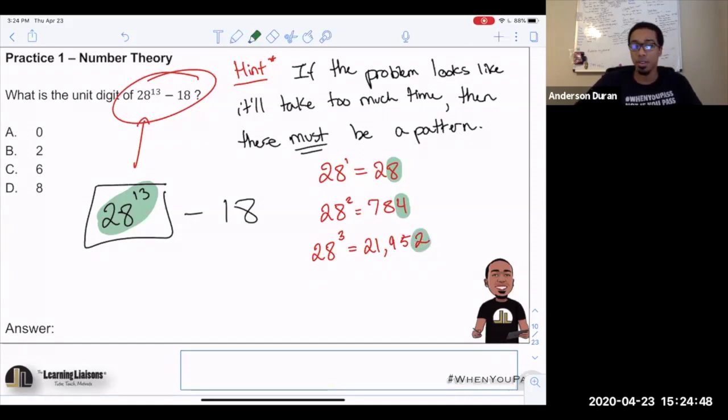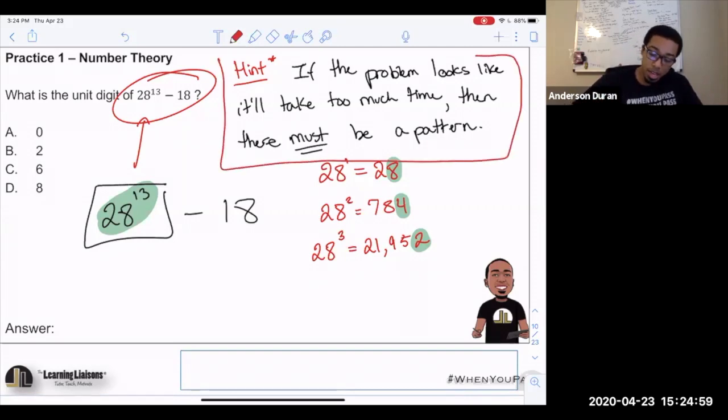All right, so we'll look at that. Still no pattern. So at this point, a lot of us may think, dang, this is not going to work out very well for me. I should give up. I don't know what the answer is. No, remember, if the problem looks like it'll take too much time, it has a pattern. Let's do it again. 28 to the power of 4, everybody. What's that going to give us?